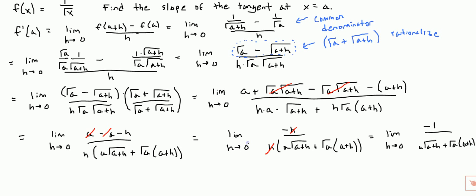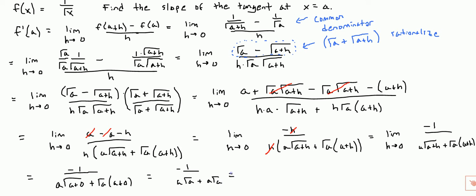Okay, so now we can plug in h equals 0, right? We're not going to get 0 on the bottom. That's the key thing. If this h was still hanging out on the outside, if we plug in h equals 0, we'd be dividing by 0, which we can't do. But we got rid of it, so we can plug in h equals 0. So this limit is going to equal negative 1 over a times root a plus 0 plus root a times a plus 0. That's going to be negative 1 over a root a plus a root a.